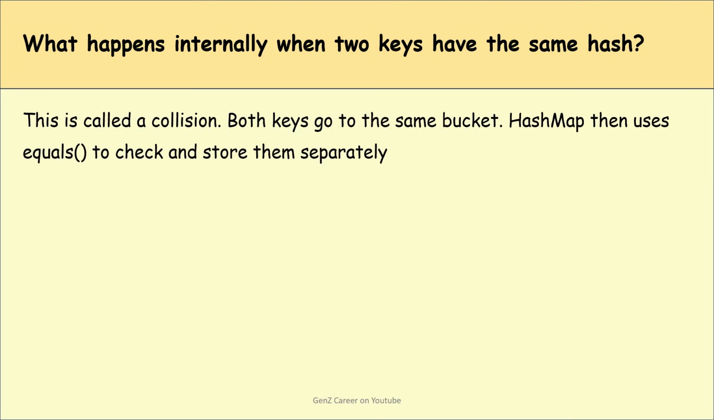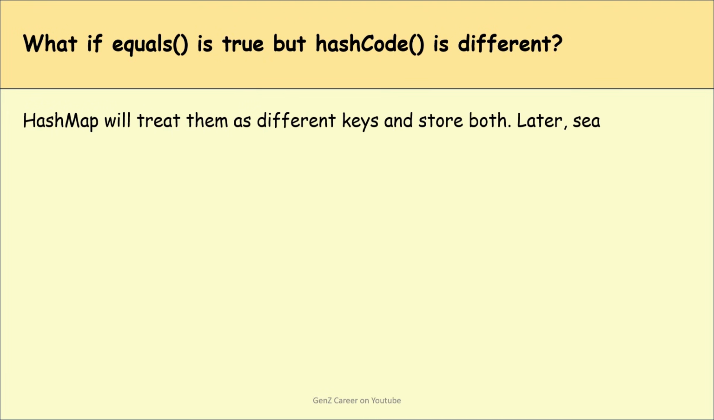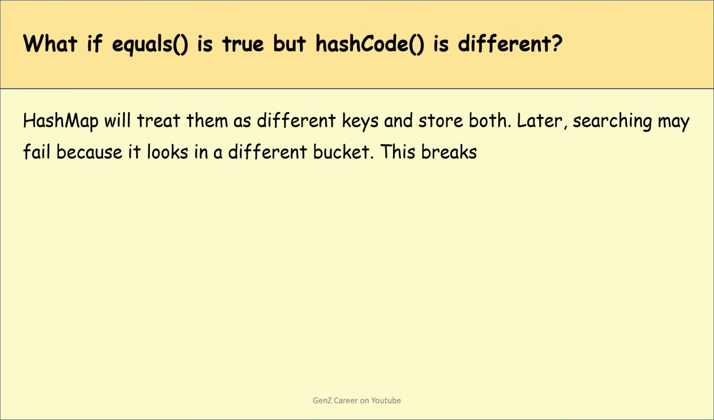Okay. What if the equals method is true but the hash code is different? This is a very important question. So HashMap will treat them as different keys and store both. Later searching may fail because it looks in a different bucket. This basically breaks HashMap behavior.